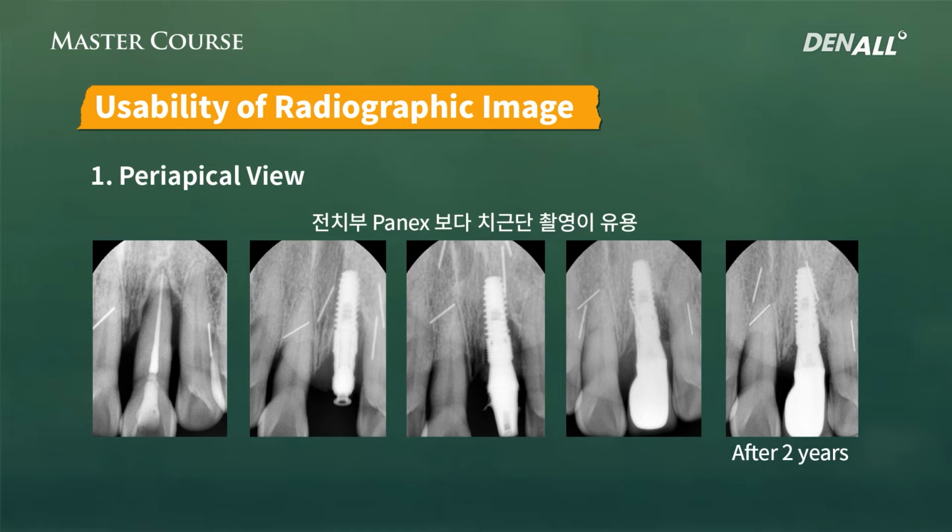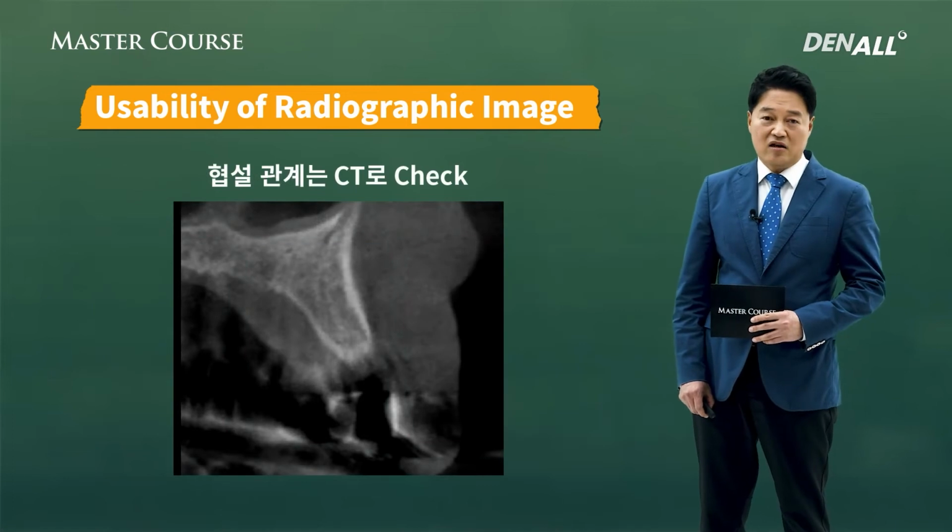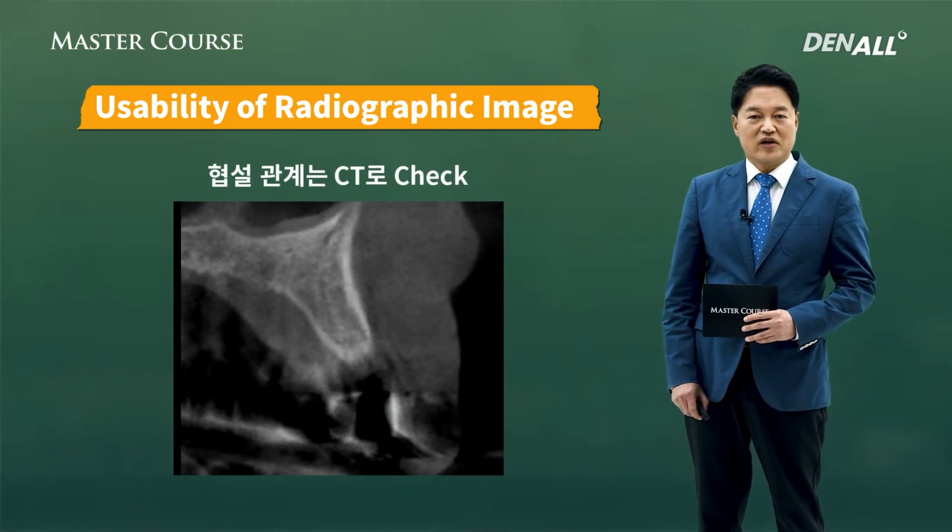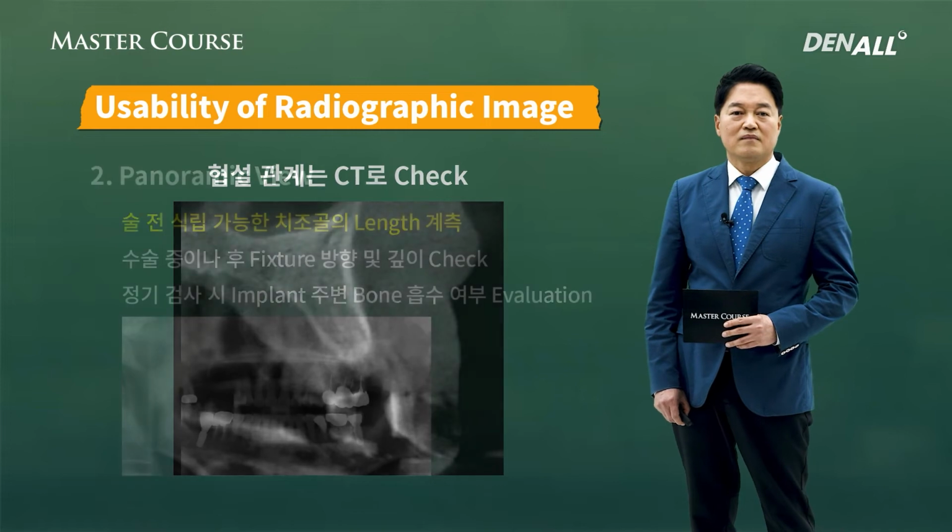Periapical view. In the anterior region, more than panax, the periapical view is favorable in checking the level of resorption and the remaining bone. After treatment, we also take a periapical view, even at recall checkup, to check marginal bone loss, and it helps a lot. Buccolingual relations, you need to take CT for that.